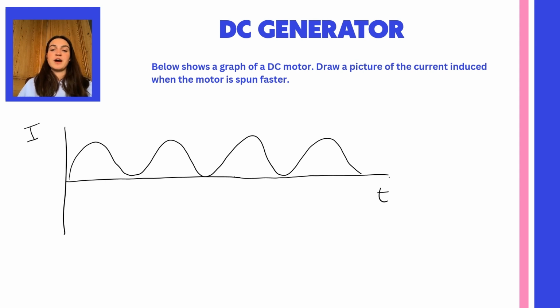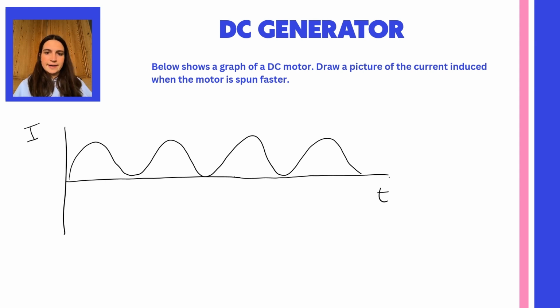Okay, DC generator. So the graph below shows a graph of a DC generator. Draw a picture of the current induced when the generator is spun faster. Okay, fine. So we get this pattern here for my DC generator. Remember, this is still a direct current. Just because it goes up and down, it's all above the x-axis. So it's getting bigger and smaller currents, and that depends on the position that your coil's in its rotation. When you're in that horizontal position, you're getting maximum current, maximum cutting of field lines. And when you're in that vertical position, you're not cutting any field lines and you get 0 current.